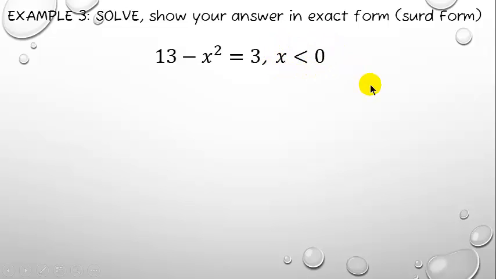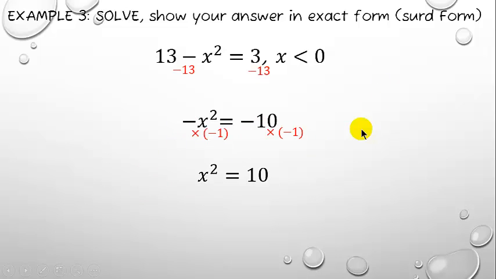So when we solve that, we need to get the x by itself. So we're going to get rid of this constant first by subtracting 13 from both sides. So I end up with minus x squared equals minus 10. I'm going to multiply both sides by minus 1 to end up with x squared equals 10. Now taking the square root of both sides, I have x equals plus or minus the square root of 10.